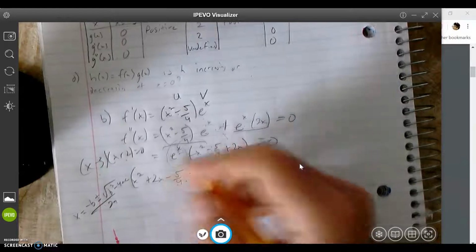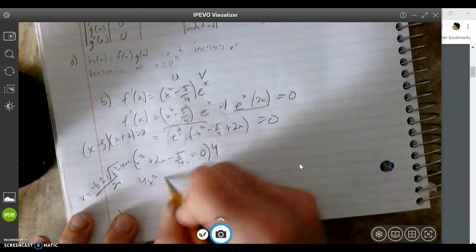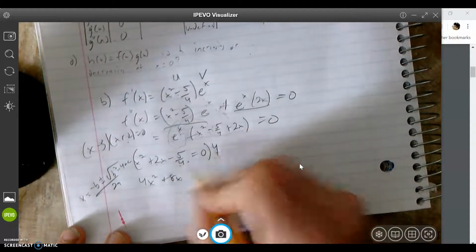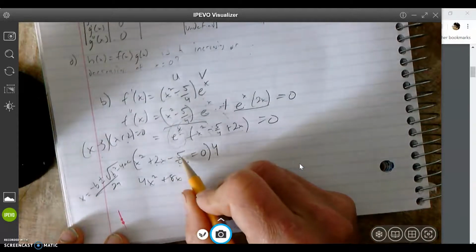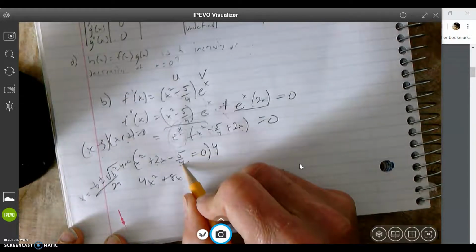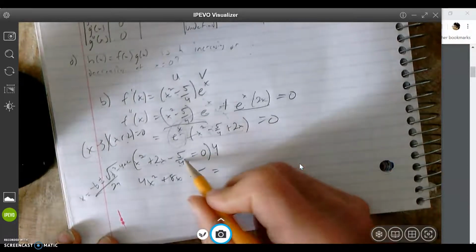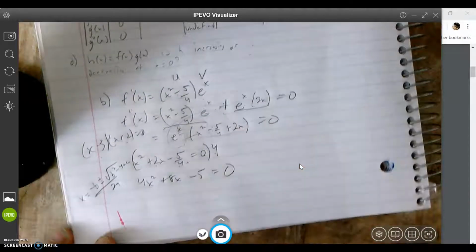Because 4 times x squared is 4x squared. 4 times 2x is 8x. 4 times negative 5 is negative 20. Negative 20 divided by 4 is negative 5, so it just eliminates the denominator. And then 4 times 0 is still 0.